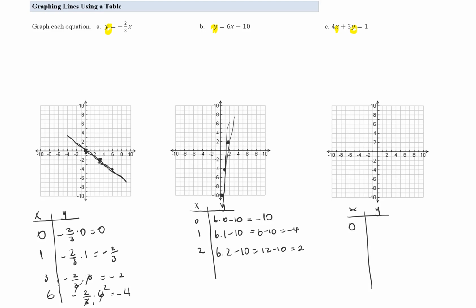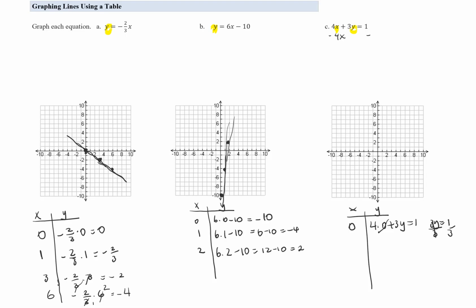If I let x equal 0, right here I have 4 times 0 plus 3y equals 1, and 4 times 0 is 0, right? So we get 3y equals 1, divide by 3, we get y equals 1/3. And that's exactly what I wanted to avoid. I wanted to avoid a fraction because those will be more difficult to graph. So we may not be able to see in that format what points are more convenient in order to avoid ratios. So let's go ahead and solve this equation for y then.